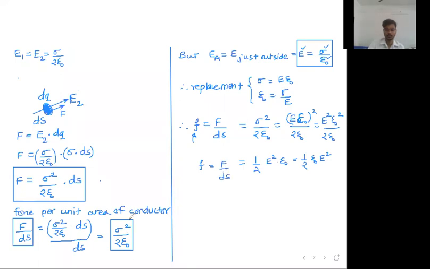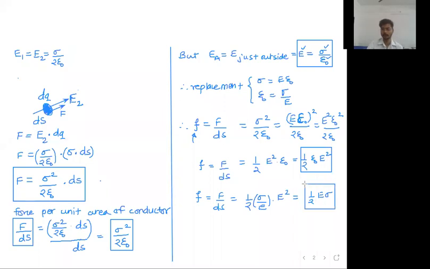One more formula. This is the first formula. Now we have the second formula, 1/2 epsilon 0 E square. Now if I want to replace epsilon 0, in that case force per unit area will become 1/2 as it is, and the replacement for epsilon 0 is sigma upon E, multiplied by E square. So E square upon E will become E. So 1/2 sigma E. These are the three formulae, out of which only one formula I remember.